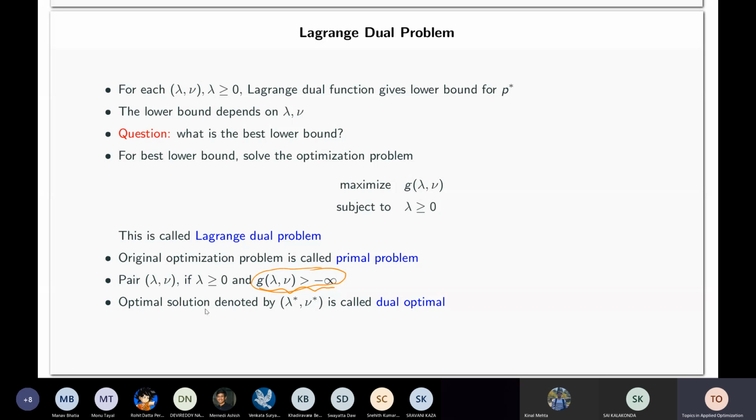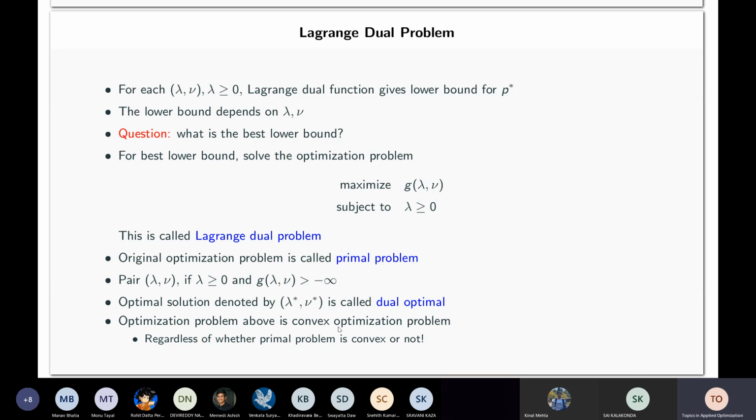Now, just like we had the optimal primal solution denoted by x star, here we have the optimal dual. Okay, so then we use star. So these are called dual optimal.